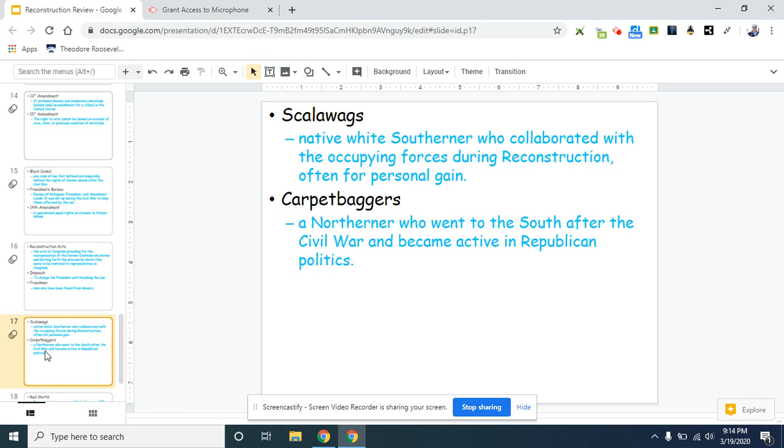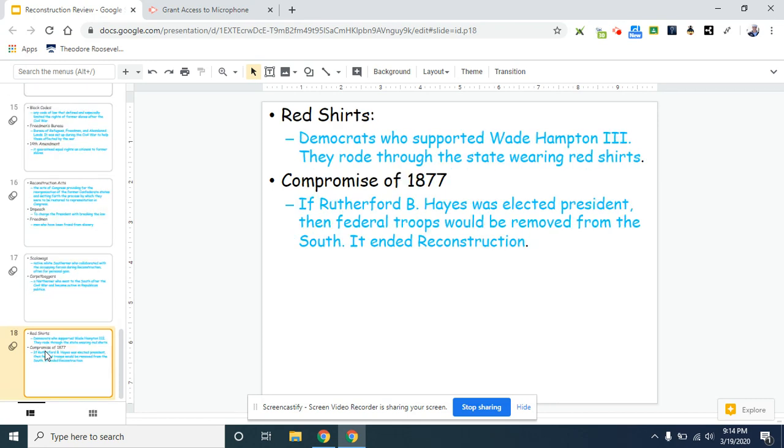Carpetbaggers. A Northerner who went to the South after the Civil War and became active in Republican politics. There you go. Easy day. Red shirts. Democrats who supported Wade Hampton III. They rode through the state wearing red shirts. All right. He ran for governor. And did he win? I don't know. You should look it up. It's in the slides.